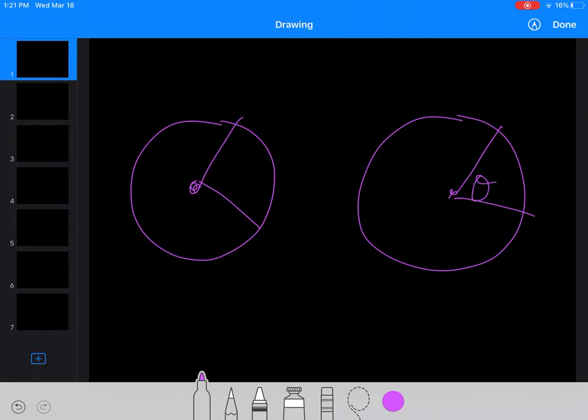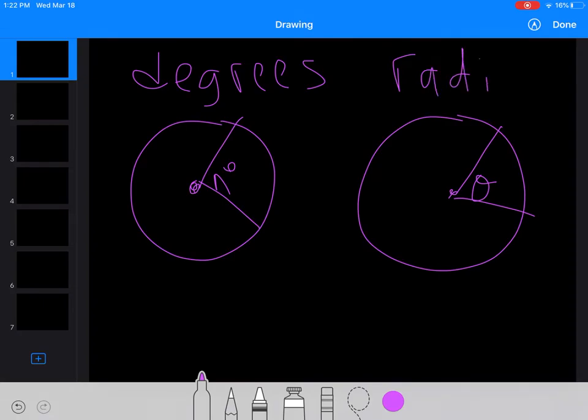So if we have degrees, we'll put degrees on the left and we'll have radians on the right. It's important to realize that the measurement of the angles is the same, but they're in different units. So it's just like when you're measuring something in inches versus meters. The length is still the same, but it's just different types of units.